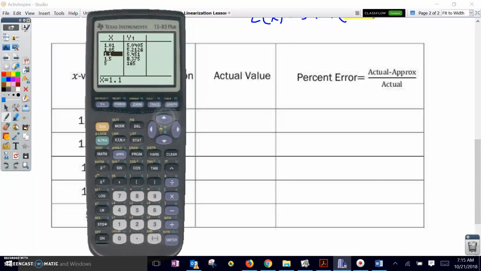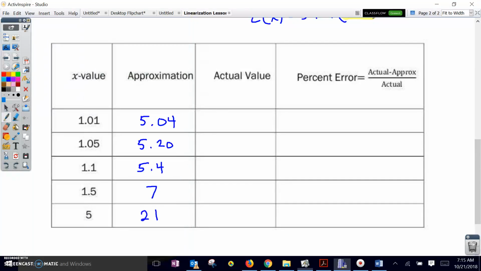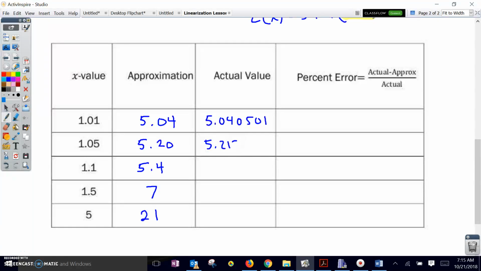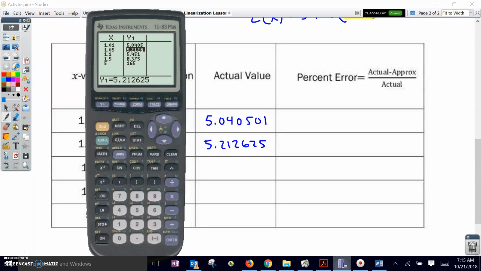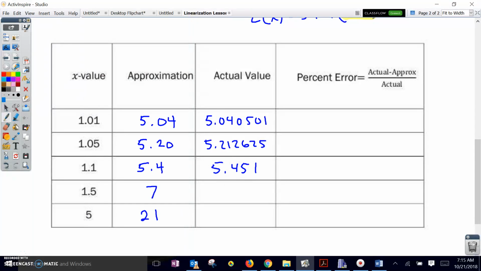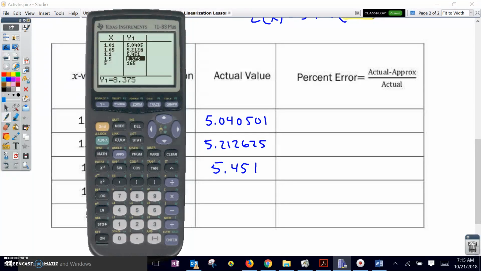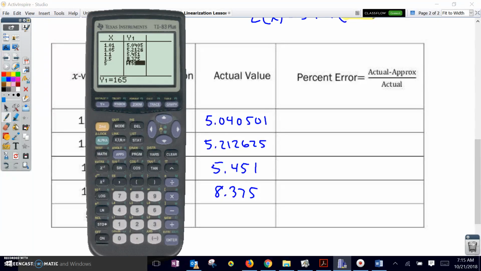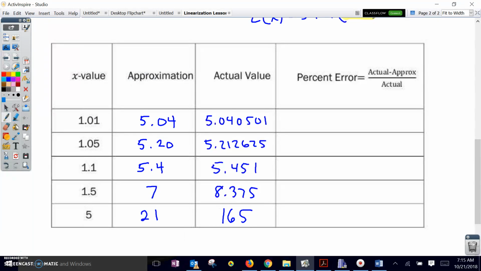Alright, and so at 1.01 the actual value is 5.040501, and then it's 5.212625, and then it's 5.451 and 8.375165. And now we're going to calculate the percent errors of these.